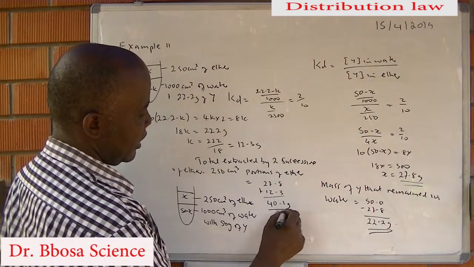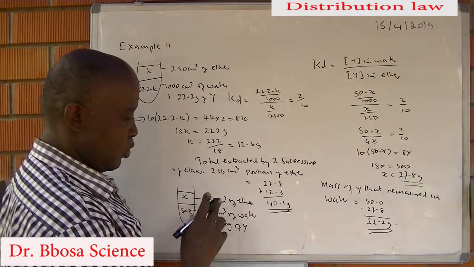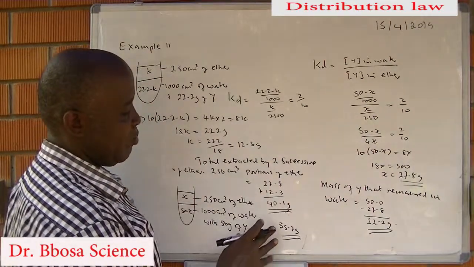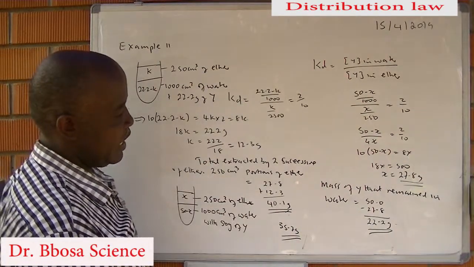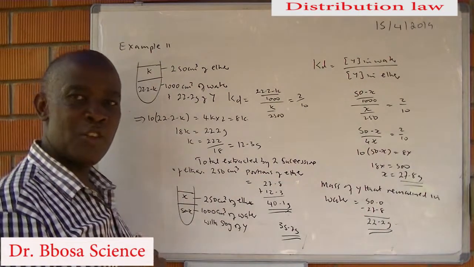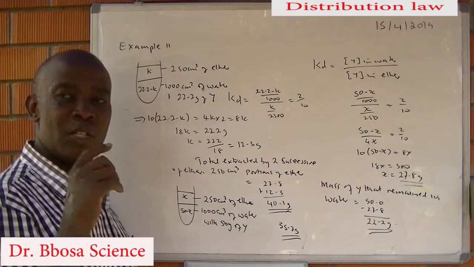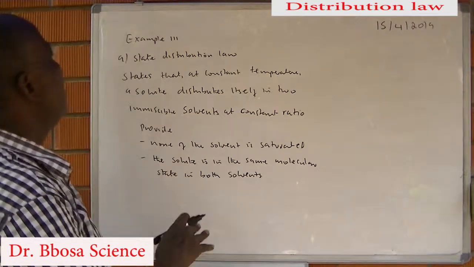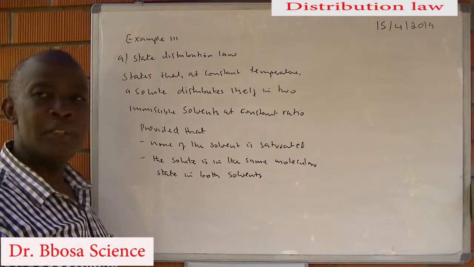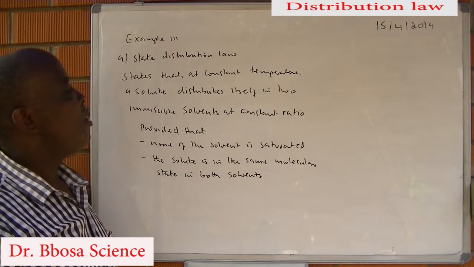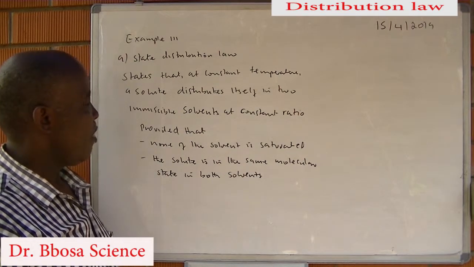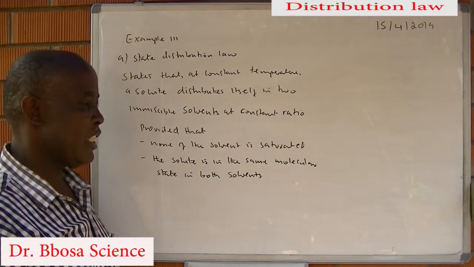40.1 grams. Remember, when we used the 500 portion once, we got 35.7 grams. When we use the 500 portion divided into portions of 250 each, and we extract, we get 40 grams, which agrees with our conclusion that when the extracting solvent is used in portions rather than in one portion, you get a better yield.